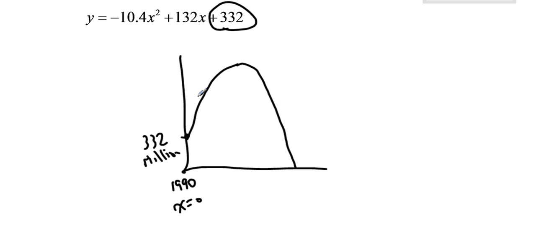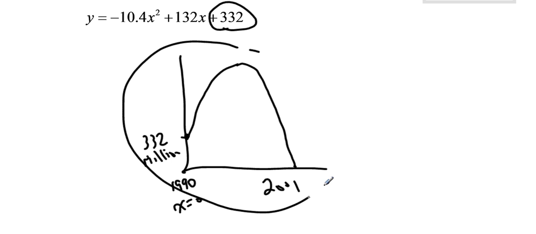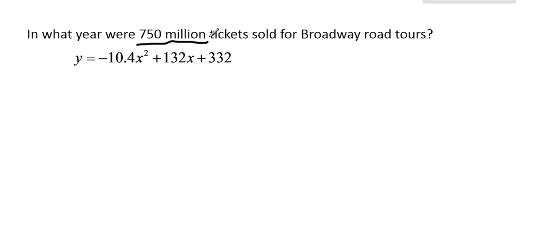Now, we don't know exactly what portion of this parabola is represented to us between 1990 and 2001. It could look like this, although I doubt we're going to get to 0, because I love Broadway, so it's not 0, I'll tell you that. Who knows exactly where we're going to stop, and that's not what we're doing in this question anyway. But we do know that it looks something like this, and apparently in some year we hit 750 million. So let's go ahead and try to figure that out.